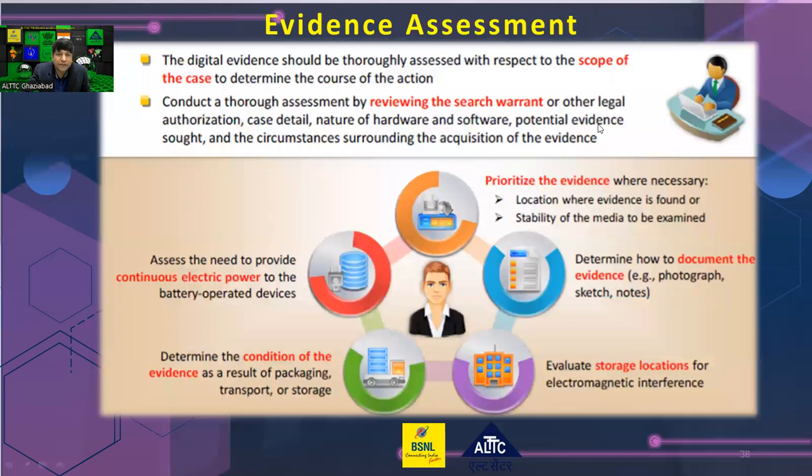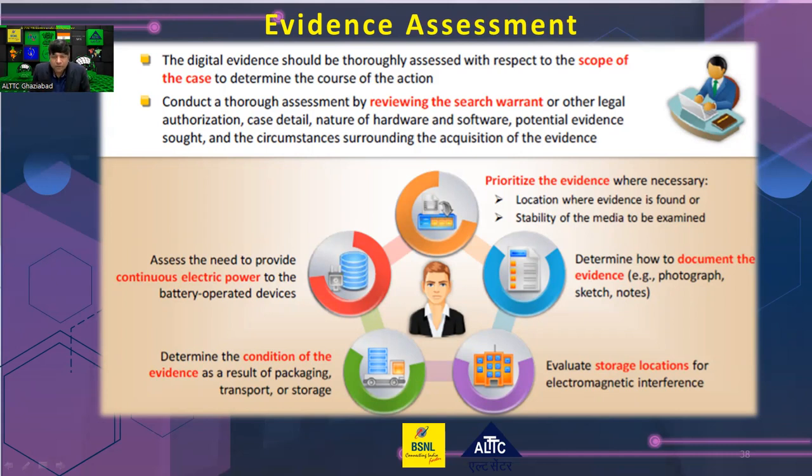So first we go for evidence assessment. Digital evidence should be thoroughly assessed with respect to the scope of the case to determine the course of action. Conduct a thorough assessment by reviewing the search warrant or other legal authorization, case detail, nature of hardware and software, potential evidence, and circumstances surrounding the acquisition of the evidence.